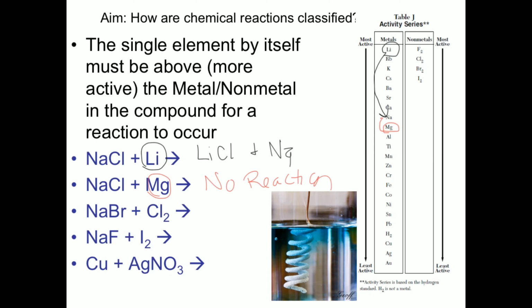In the next example, our lone element is chlorine. Chlorine is a nonmetal. Chlorine can only be compared to other nonmetals, fluorine, bromine, or iodine. Here, we're going to compare chlorine to bromine. Since chlorine is more active than bromine, chlorine can replace bromine in this reaction.